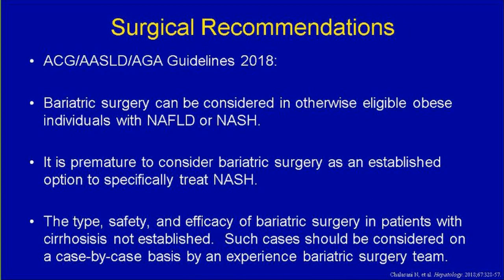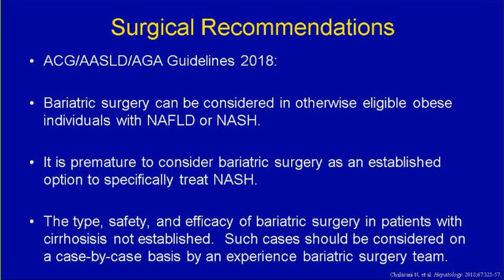Now, the surgical recommendations from our medical society is that these can be considered. They're not yet considered standard of care for NASH, but the point is if they need bariatric surgery, then don't forget about bariatric surgery. And again, try and get to them before they have cirrhosis, or at least try and get to them before they have advanced decompensated cirrhosis.